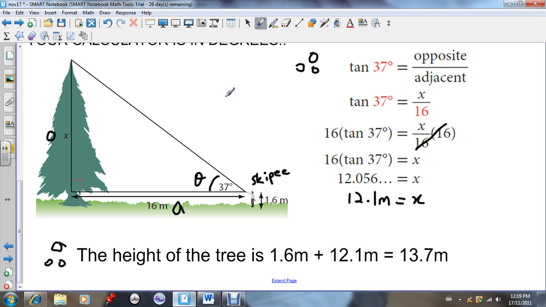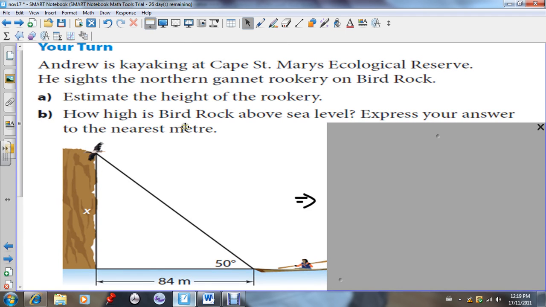Need to pause it, you should write this example down. Very practical application, and these are the kinds of things we're going to do. So, on your mark, get set. We're going to go to the next page. If you need to pause it now. Let's go on. Now, here's your turn.